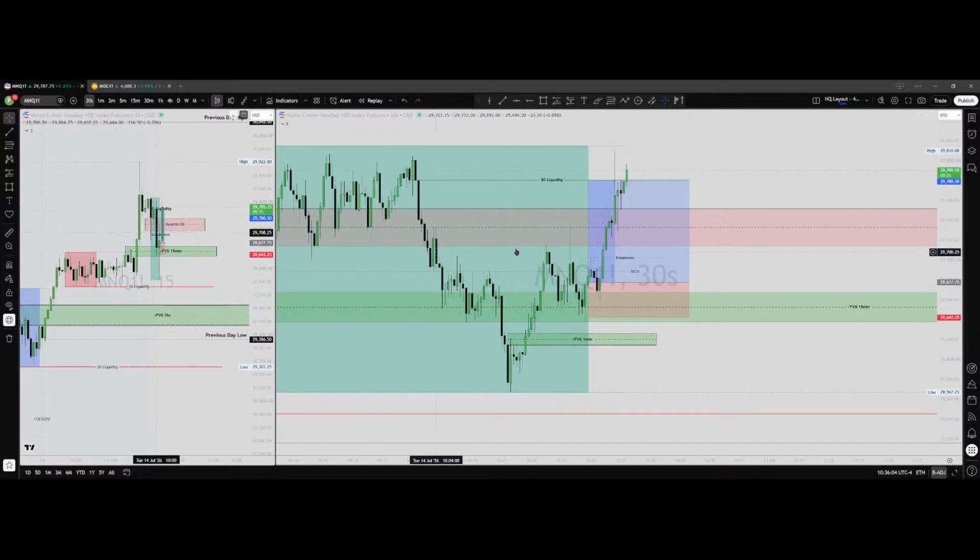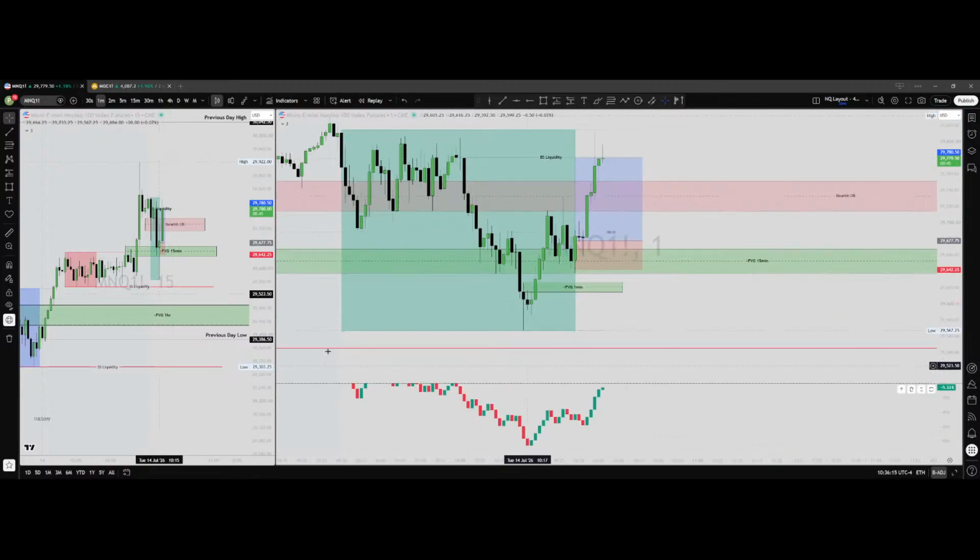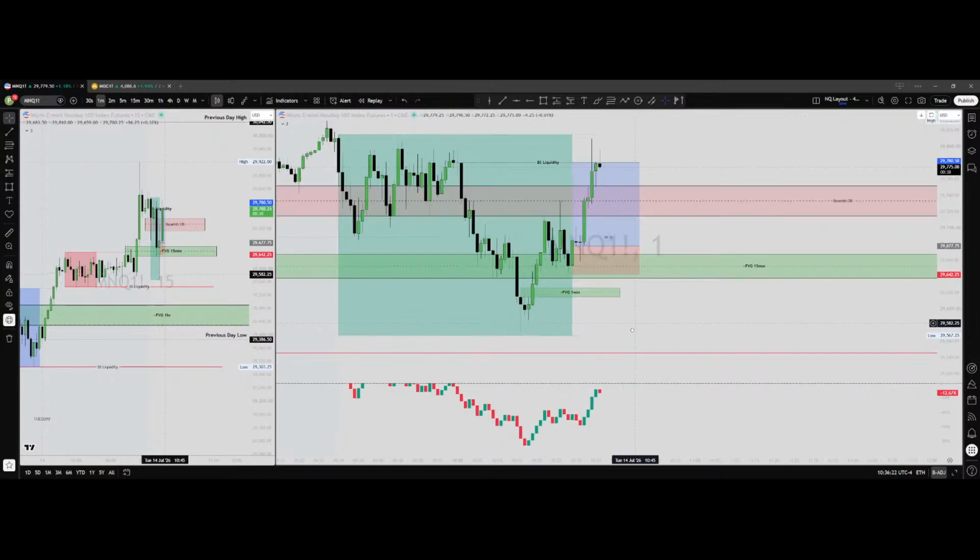Why did we look for longs? I'll explain everything later. Look at this candle. On the 1 minute, what happened? It took down the low of this candle and got a V-shaped rejection out of it, with supporting CVD.